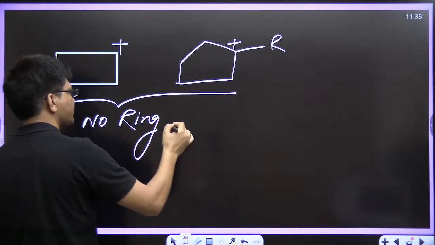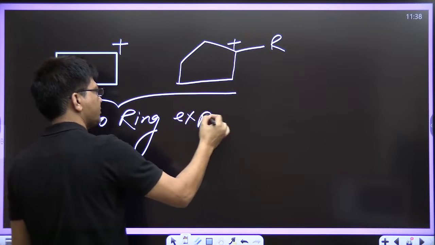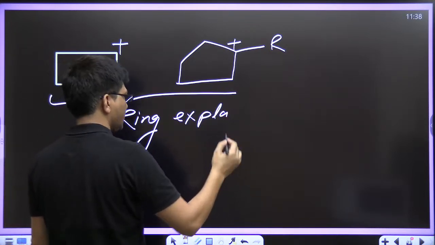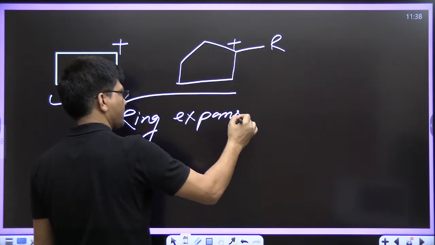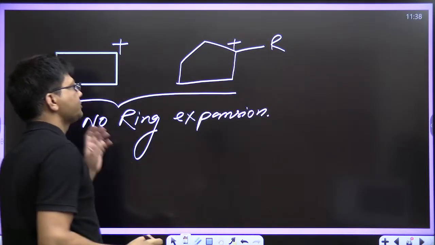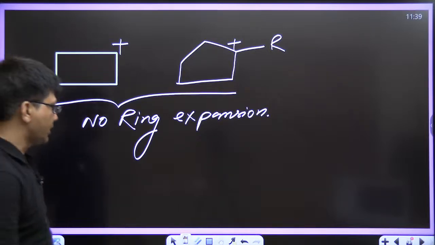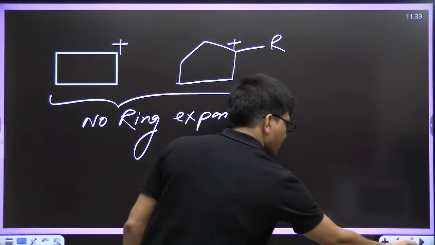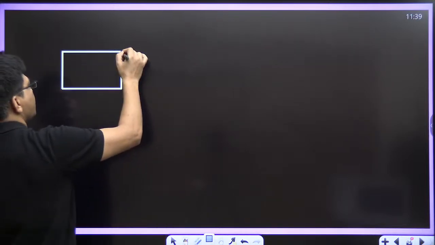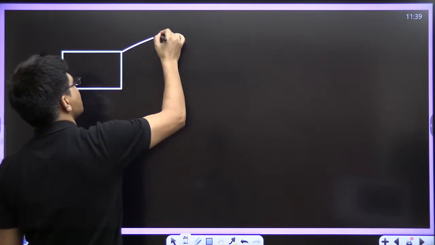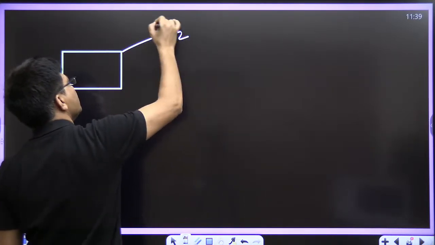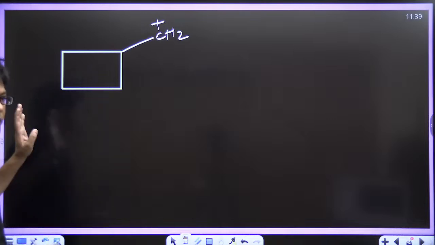Sir, what is ring expansion? Please tell us that. For ring expansion to take place, what is required? See, the ring should be like this. Here plus charge, at which place? The plus charge should be over here. Then the ring expansion will take place.